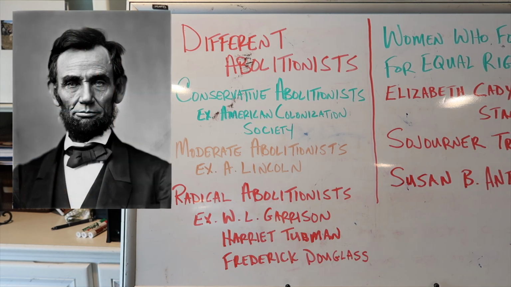So Abraham Lincoln would be one of those moderate abolitionists. Let's do this legally, let's do it through the process, let's get people elected, and let's just stop the spread of slavery. Those would be moderate abolitionists.